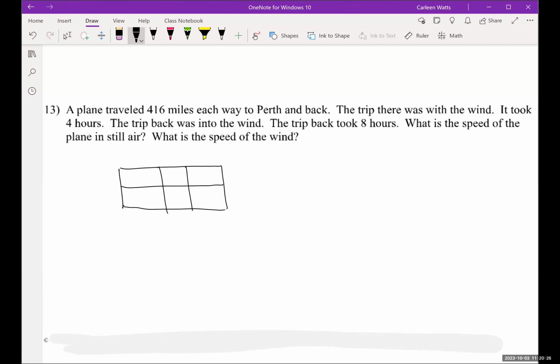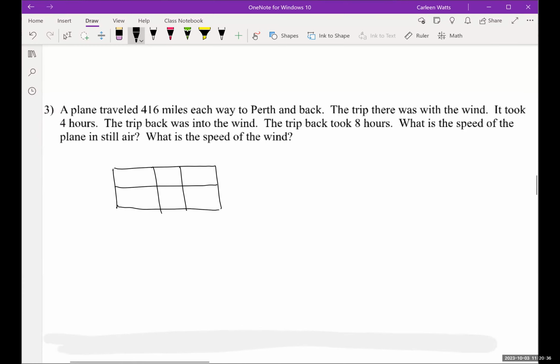Okay. A plane traveled 416 miles each way to Perth and back, wherever Perth is. The trip was with the wind. This is the one that gets really unrealistic. It's hilarious. It took 4 hours going with the wind. Coming back, they were flying against the wind and took 8.